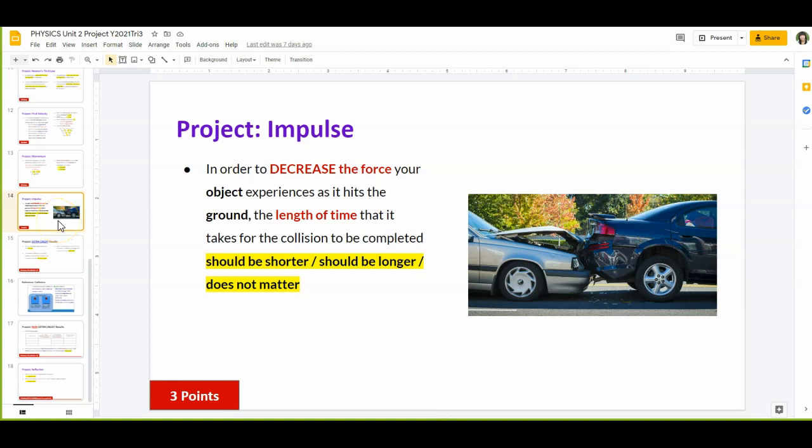Hello students, this is the recording that goes over the last few slides of the project, so slides 14 through 18. So let's go ahead and talk a little bit about impulse. Impulse is something that we reviewed in class.